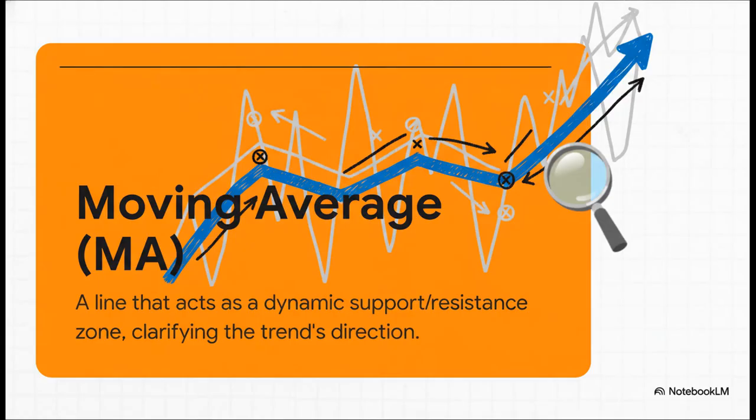So what even is a moving average? Honestly, think of it like smoothing out a really bumpy road. It takes the average price over a certain number of periods, say 20 days, and it plots that average as a single flowing line. Its whole job is to just iron out all those little insignificant price jitters, all that market noise, so you can clearly see the real direction of the underlying trend.